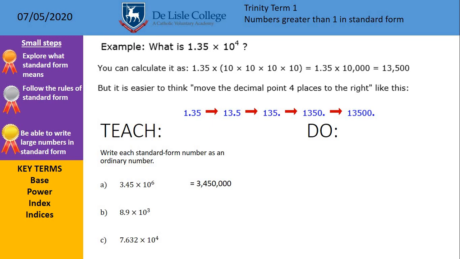Next one, 8.9 times 10 to the 3. The 3 tells us move the decimal point 3 places to the right. 1 place would take us to 89. 1 more place, 890. 1 after that, 8,900.